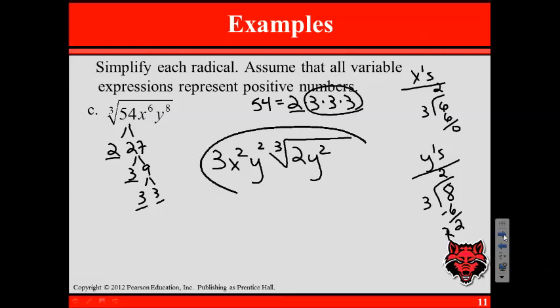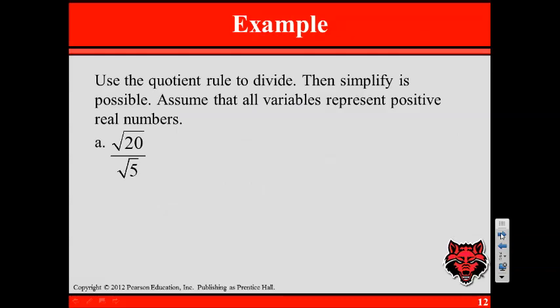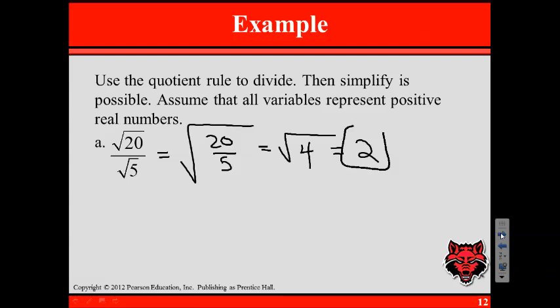Let's use the quotient rule to divide, then simplify if possible. So now we're going to use the quotient rule in reverse. If I have the square root in the numerator and square root in the denominator, I can write one large square root with a fraction underneath. And sometimes that's nice because now we can simplify the fraction. 20 divided by 5 is 4. So that becomes the square root of 4, which is just 2.